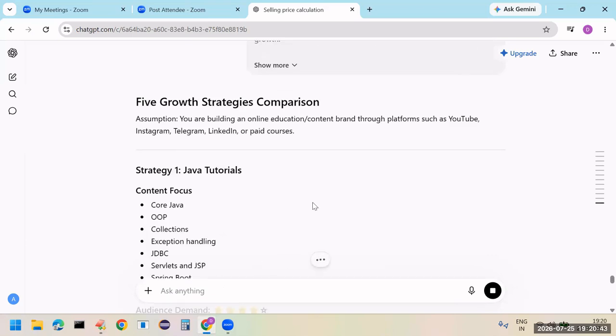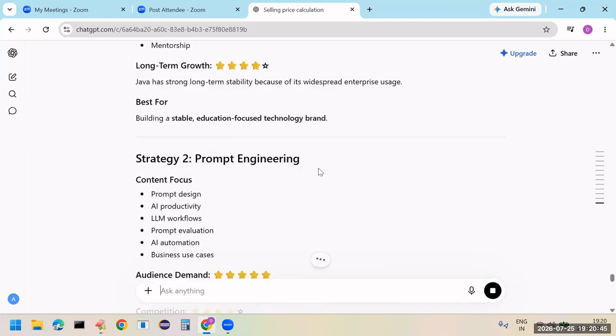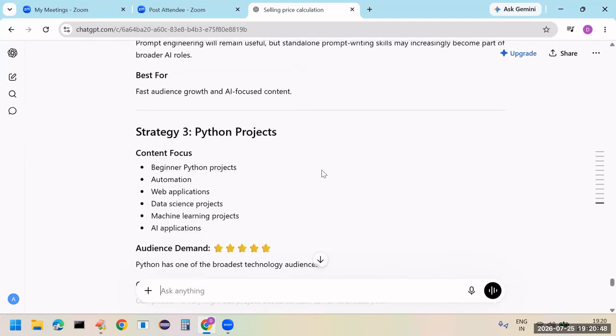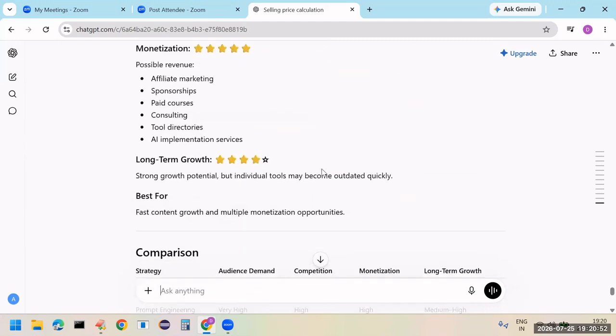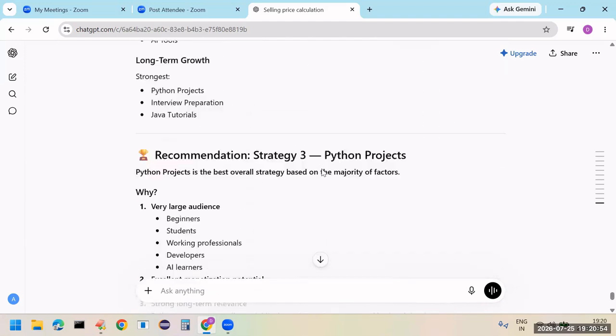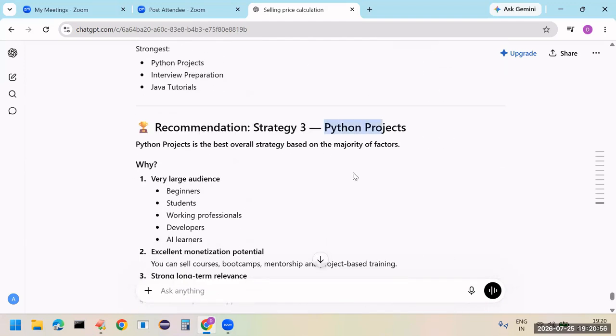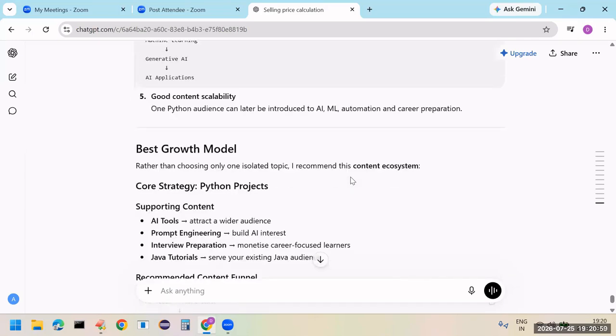Now you can see the rating it is giving. So what is the final? Python projects. So clear.